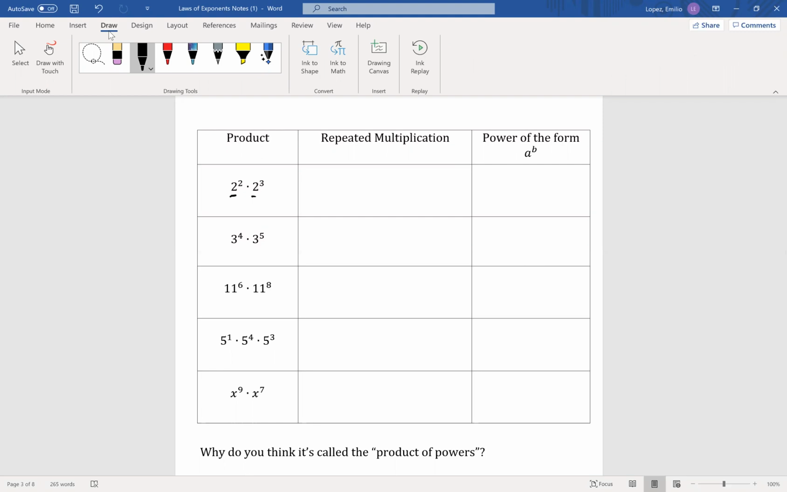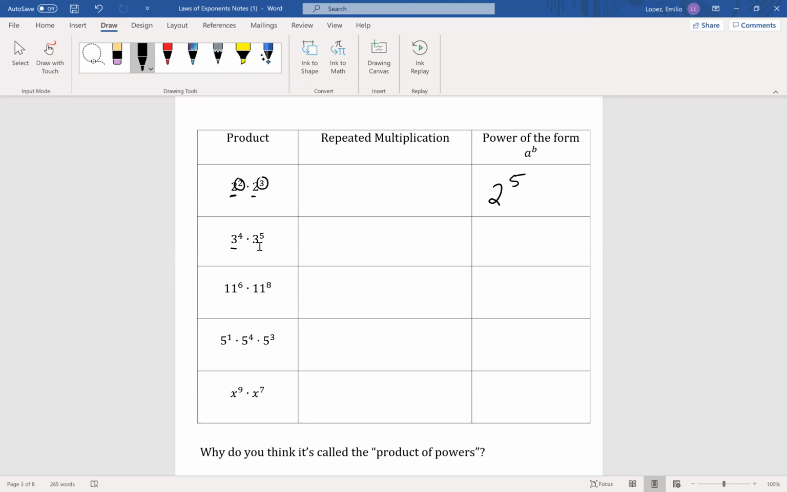So when they have the same base and you're multiplying, and this is called product of powers, all you have to do is add the exponents. So the answer of this one would just be 2. You're going to do 2 plus 3, and that gives you 5. So as long as they have the same base, all you have to do is add their powers.